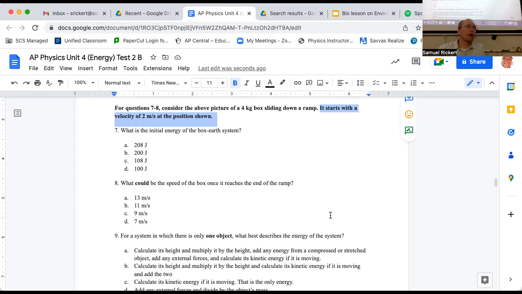So anytime we're calculating for a conservation of energy problem, we're assuming it's 100%. But in real life, is it always 100%? So if we're gonna say what could be the speed, the best answer is D. There could be a little bit of friction or energy loss.